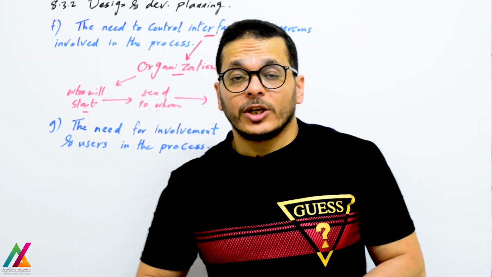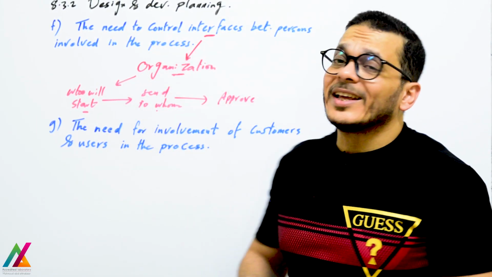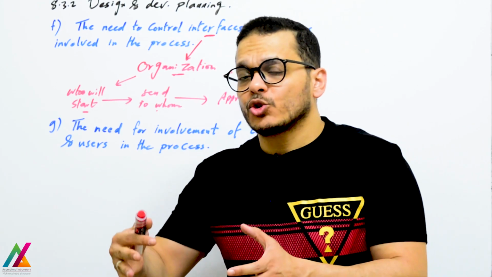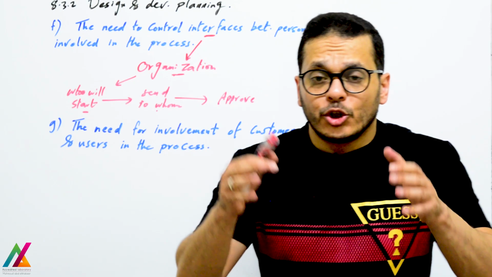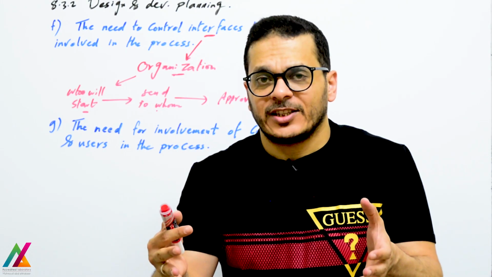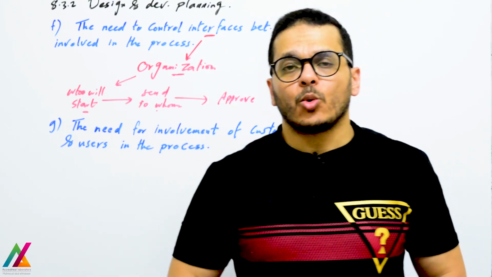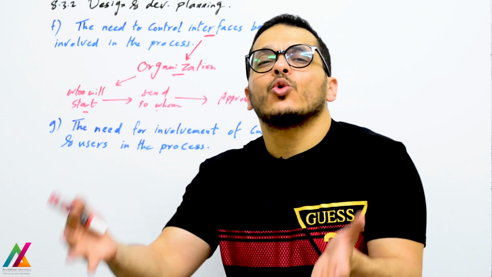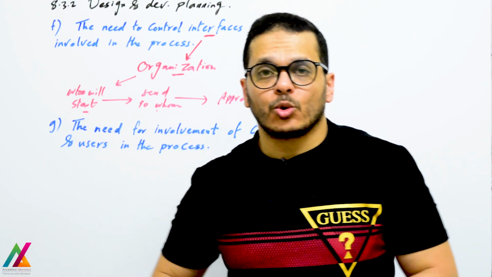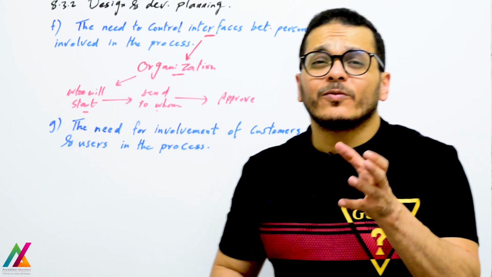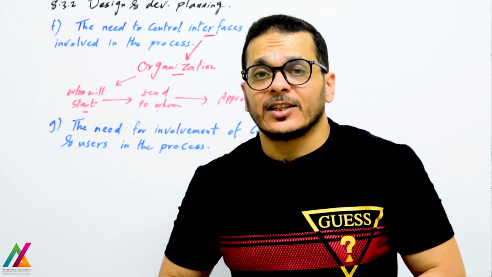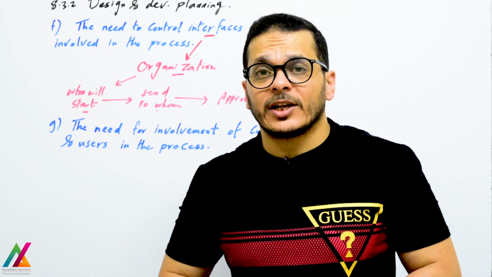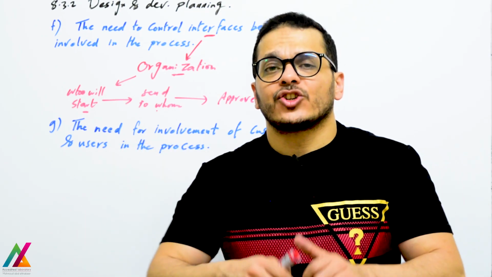And a very important point: the organization shall control interfaces between persons involved in the process of design and development. They shall have some organization in the work: who will start the work, to whom he will send it, and who will approve this work at the end. So it is very important to define the responsibilities and authorities for each person inside the organization, and also communication between all of them.